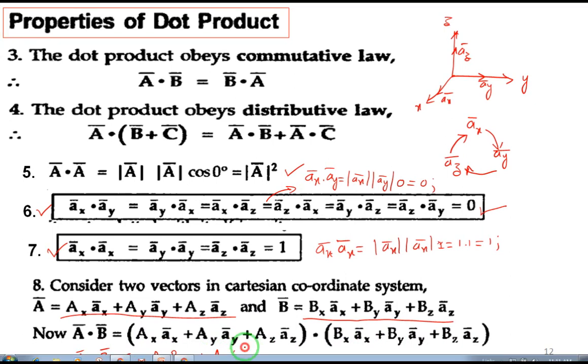Okay, just one minute. ay by plus az bz. I will get it. Just multiply and see, you will get this. Just observe here, the dot product of your two unit vectors is always a scalar quantity. Just multiplication of scalar components, ax bx plus ay by plus az bz. You will get a scalar quantity. You will get some magnitude.